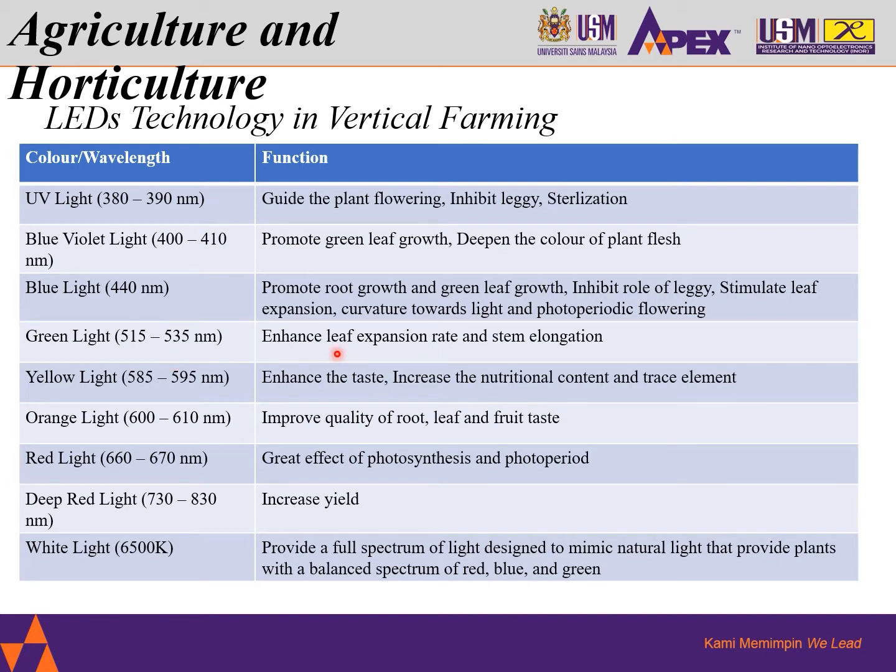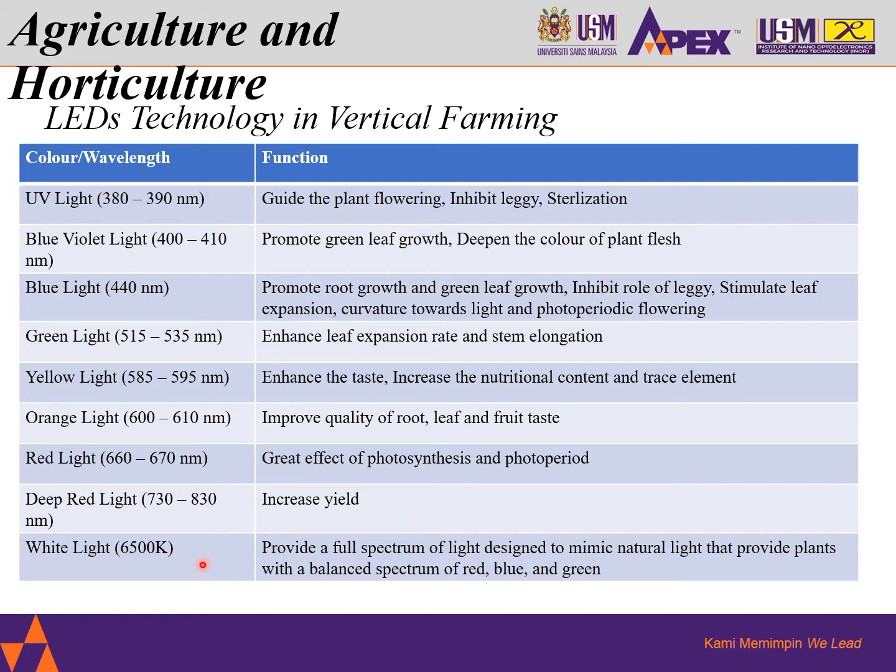Green light enhances the leaf expansion rate and stem elongation. This is done under 515 to 535 nanometer wavelength. Yellow light, 585 to 595 nanometer, can enhance the taste, increase the nutritional content, and also the trace elements. Yellow orange, 600 to 610, improves quality of the roots, leaf, and the taste of the fruits. Red light, 660 to 670, has great effect for photosynthesis and also photoperiod. Deep red light, 730 to 830 nanometer, can increase the yield.